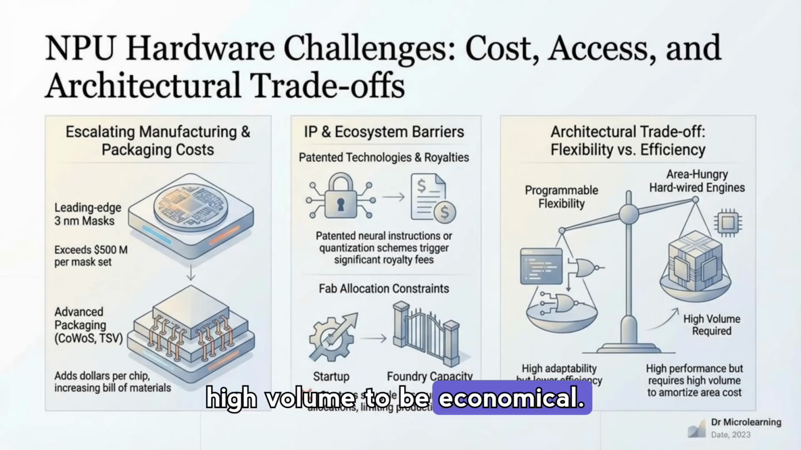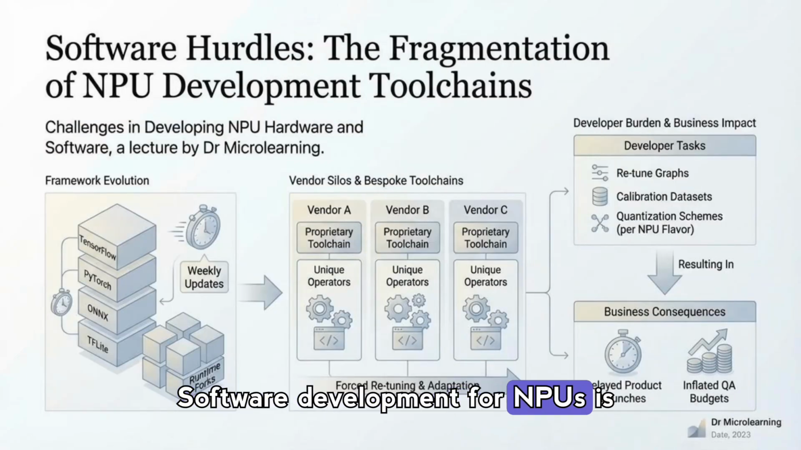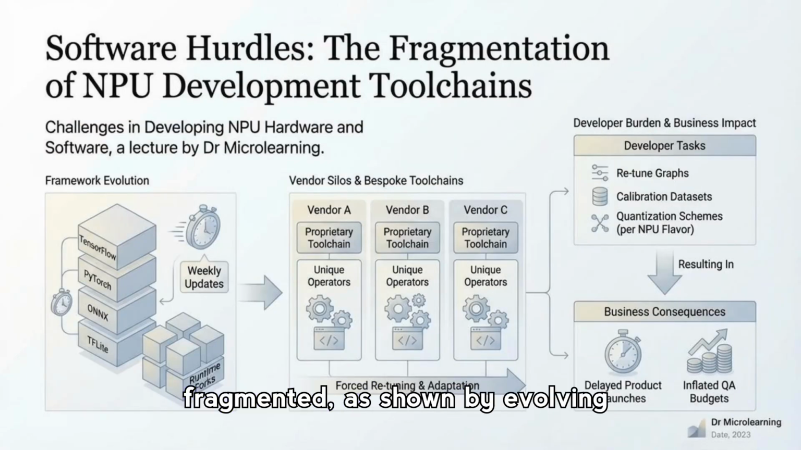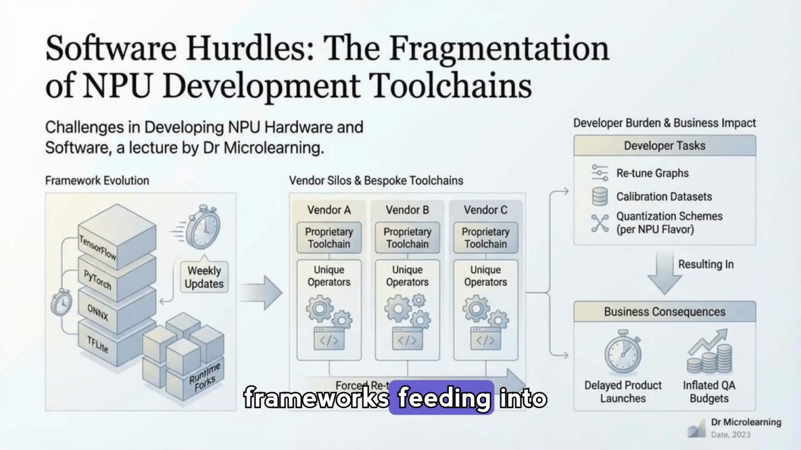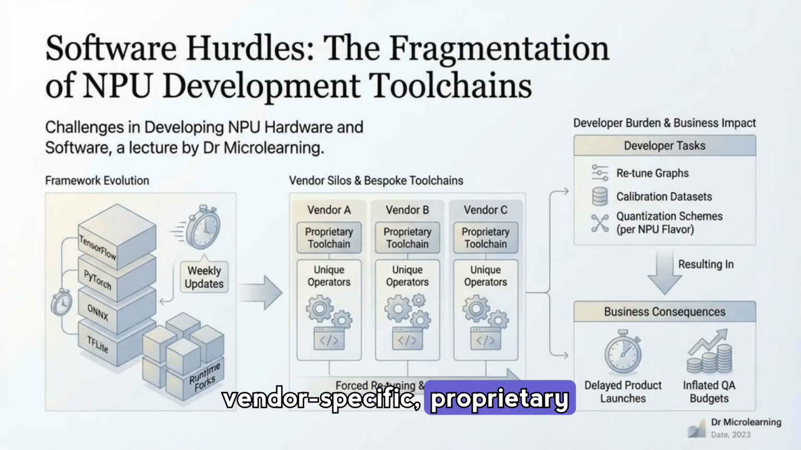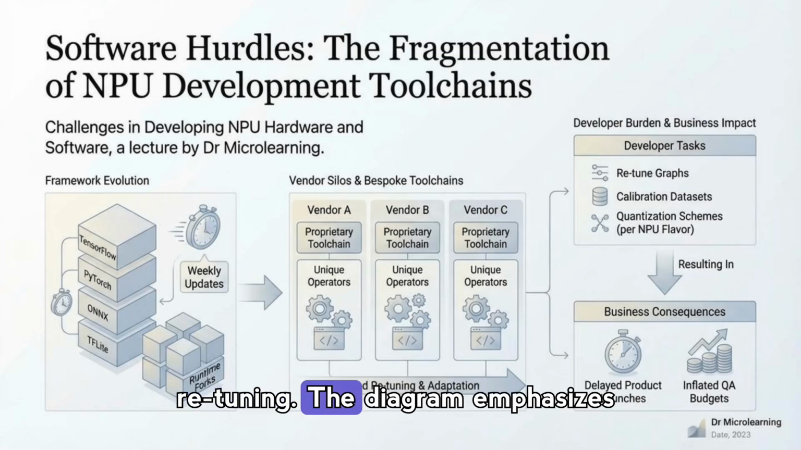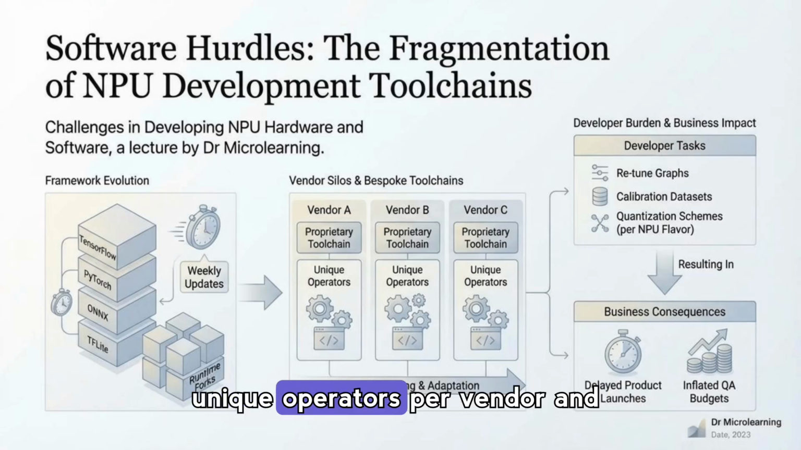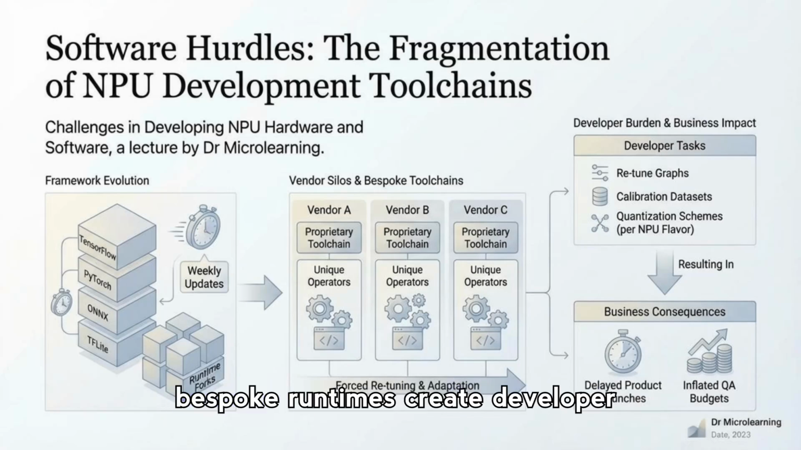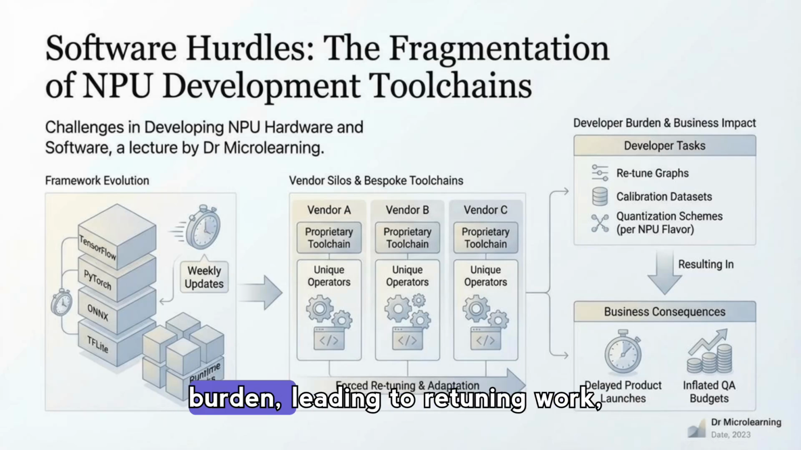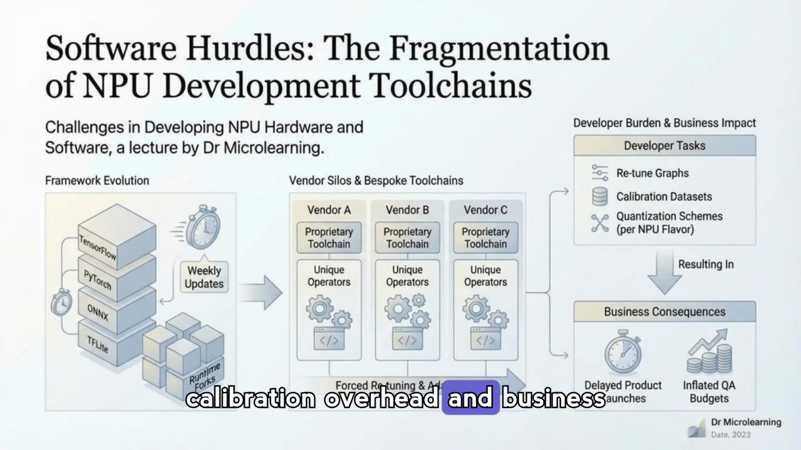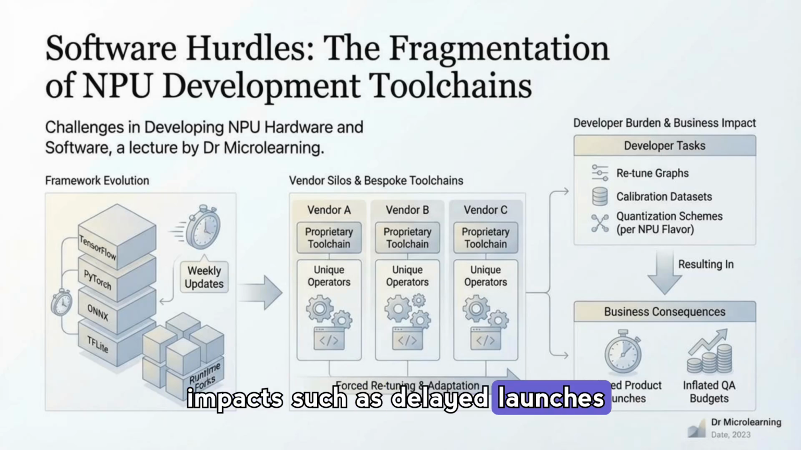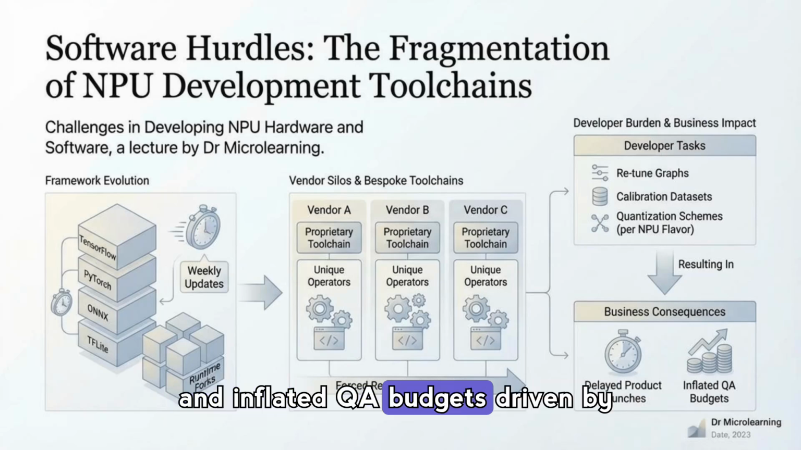Software development for NPUs is fragmented, as shown by evolving frameworks feeding into vendor-specific proprietary toolchains that require forced retuning. The diagram emphasizes how weekly framework updates, unique operators per vendor, and bespoke runtimes create developer burden, leading to retuning work, calibration overhead, and business impacts such as delayed launches and inflated QA budgets driven by siloed tooling.